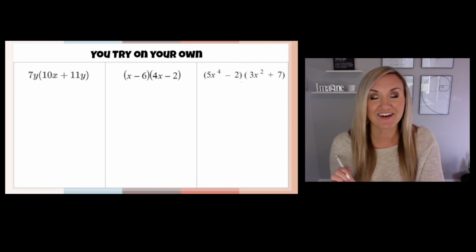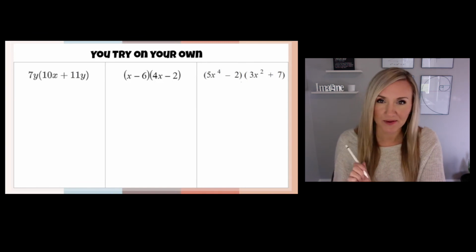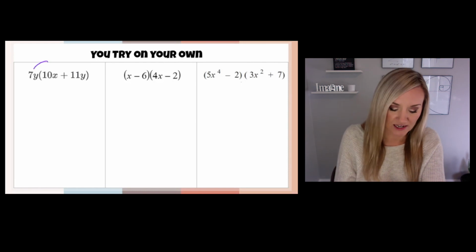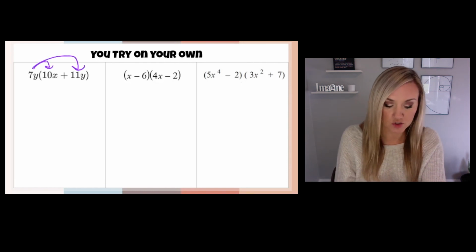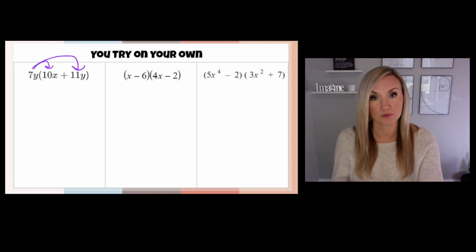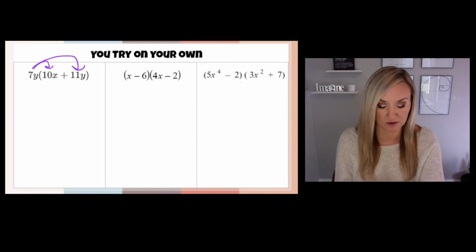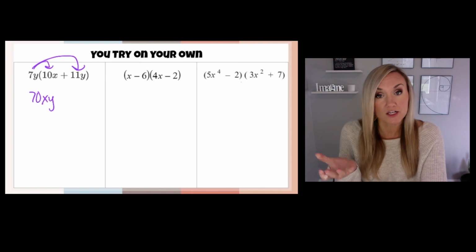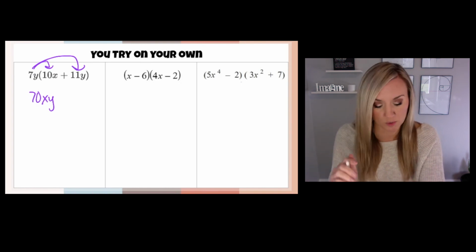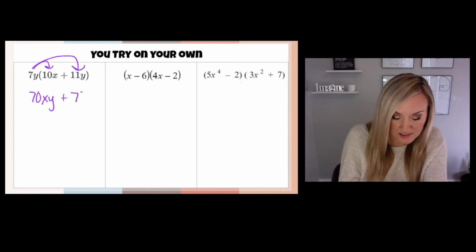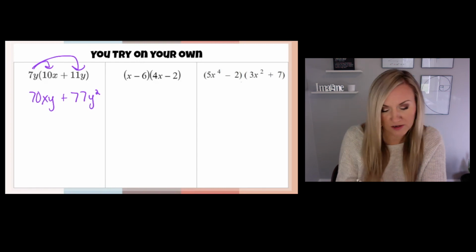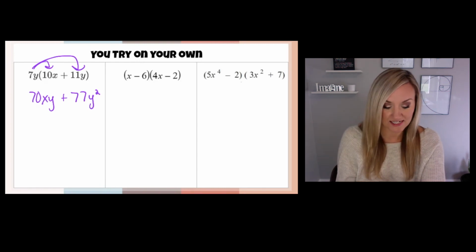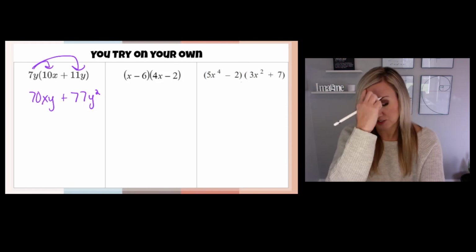All right, so let's take a look at the first example. This one is just like the very first examples that were in the video for today, and we're just going to simply distribute that 7y to both terms. This is a monomial times a binomial. So I'm going to have 70xy, and I just always write xy, and if you wrote yx, totally cool. Plus, this is going to be 77y squared. Final answer, you're done.